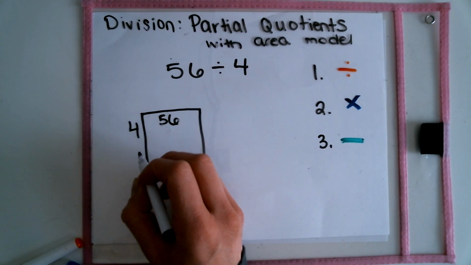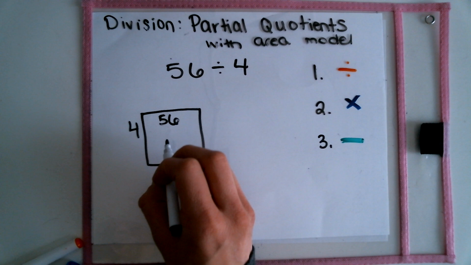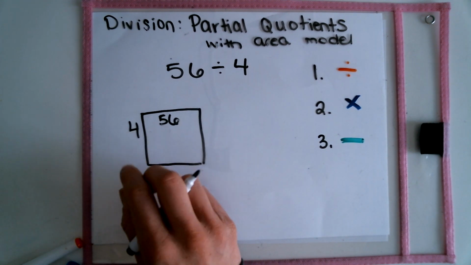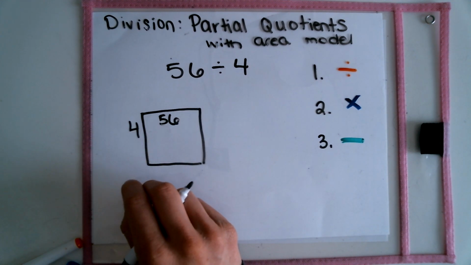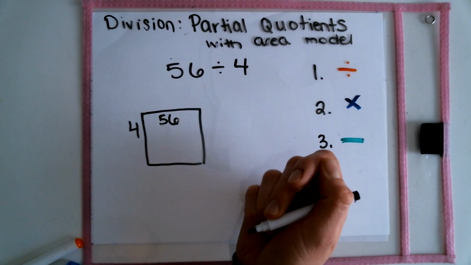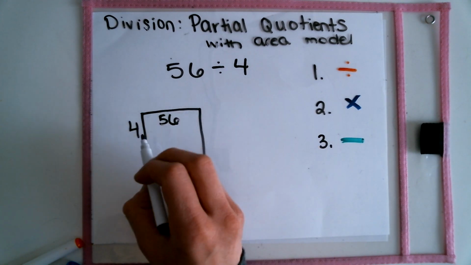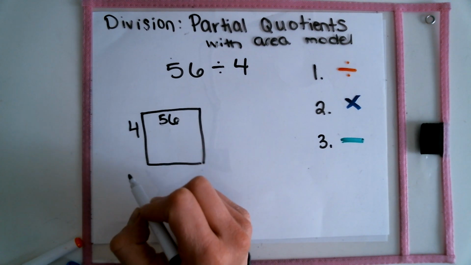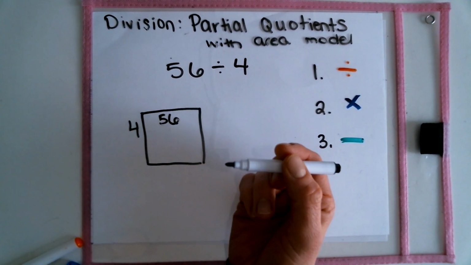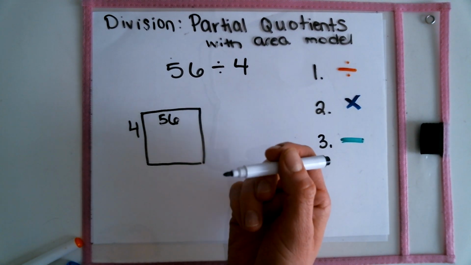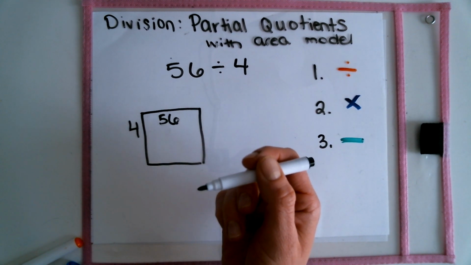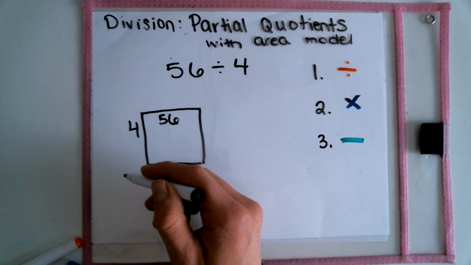I'm splitting 56 into 4 equal groups. And so how many groups can I pull out here? That's what I'm trying to figure out. So I can think about my multiples of 4. And the very first thing I always think about is my powers of 10. It's the simplest, quickest way to gauge. So what's 4 times 10?